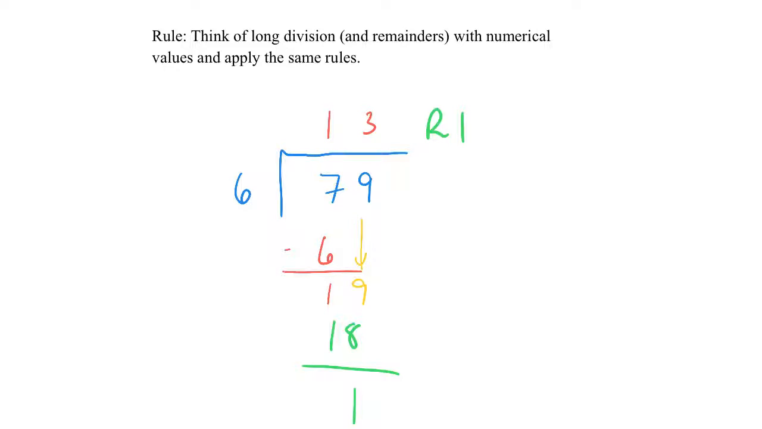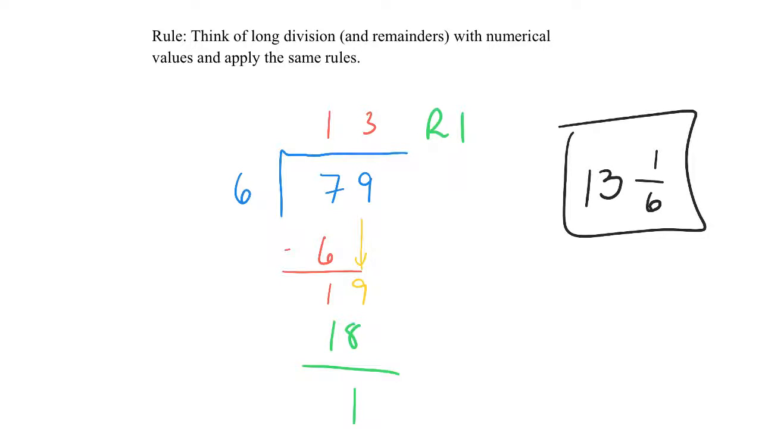What this means is that this divides in 13 times with 1 left over, and that's where this answer comes from, 13 and 1/6. Remember that when you divide with long division, the remainder becomes the numerator of the fractional part of your mixed number. This is a mixed number. It's got an integer part and a fraction part. So the numerator of the fraction part comes from the remainder. We will use this in a minute.